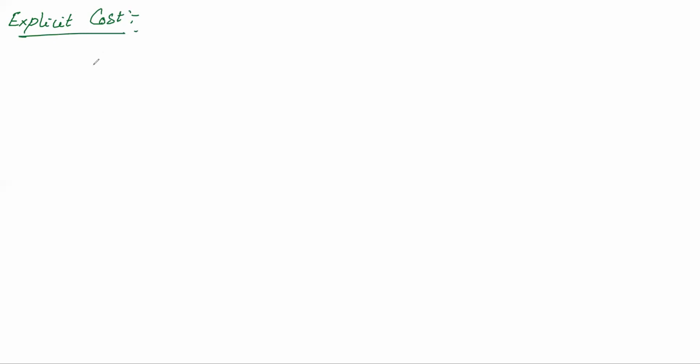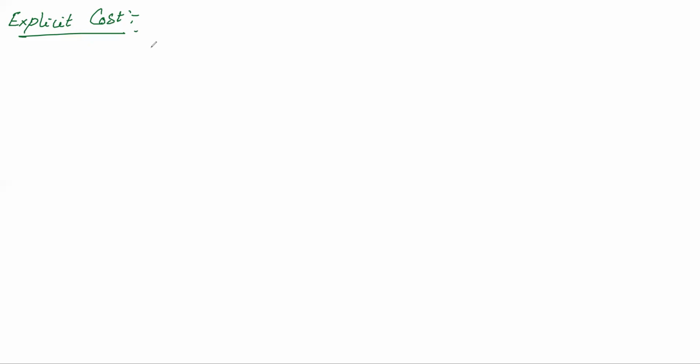Explicit cost. So the payment made to others for the purchase of factors of production is known as explicit cost. Okay? So explicit cost, in Tamil, we call it வெளிப்படையான செலவு. So the payments we make to others for the goods we purchase for production all come under explicit cost.